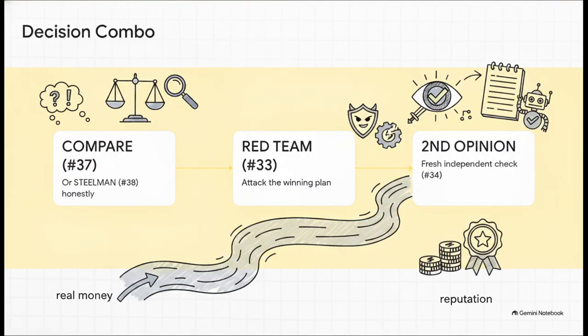And lastly, we have the Decision Combo. This one is for deep work. When you're making decisions that could cost real money or reputation, you need a quality machine. First, you run a compare or a steelman prompt to honestly and brutally evaluate your options. Once a winner emerges, you immediately hit Red Team. This forces Claude to attack that winning plan like a smart, motivated rival who really wants it to fail. Then, right before you pull the trigger, you hit 2ND Opinion to spawn a totally fresh, independent check to verify all the claims from scratch. It is a completely bulletproof workflow.